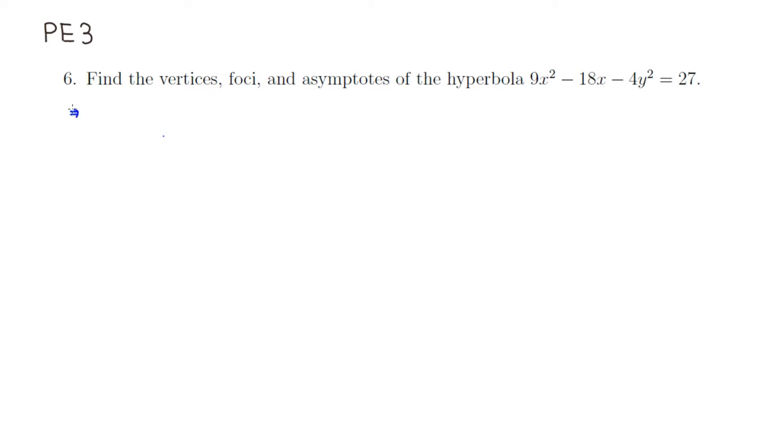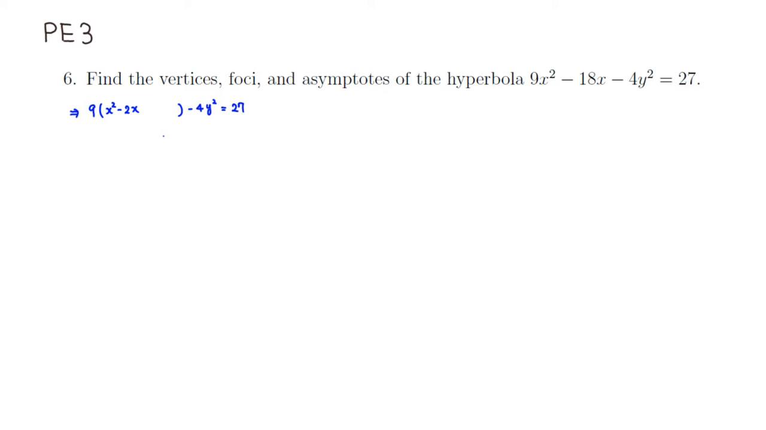I'm going to pull 9 from the first two terms, so 9 in the parentheses with x squared. And if you factor 9 from negative 18x, you're going to have negative 2x. Then I'm going to give a little bit of room here, and then you have negative 4y squared is equal to 27.